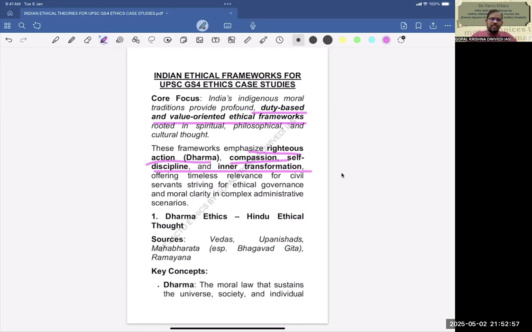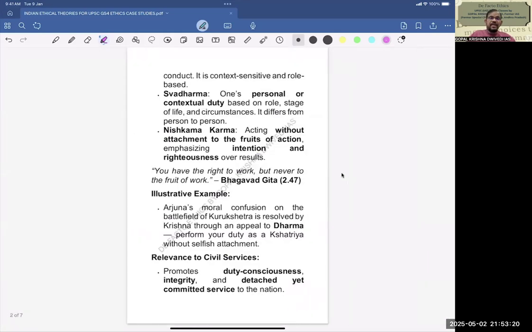Now, first we'll discuss one by one the various theories. First is dharma ethics. It mostly comes from Hindu ethical thought, from the Vedas, Upanishads, Mahabharata, Ramayana, etc., but mainly from the Bhagavad Gita. The key concept is dharma, the moral law that sustains the universe, society, and individual conduct. It is context-sensitive and role-based.